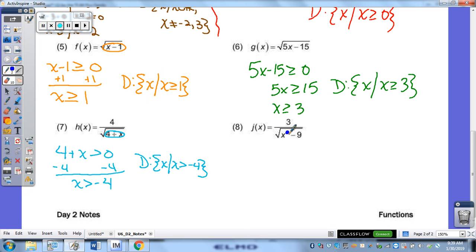I forgot to take off the squared in that last one, guys. That should just be x minus 9. So x minus 9 greater than 0 because it's in the denominator of a fraction. Add 9. And x is just greater than 9. That's our domain.